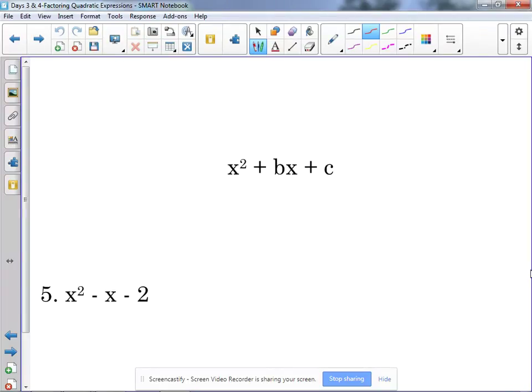We do call this, let's just go over a little bit of vocabulary. This is a trinomial because there are three terms. Terms are separated by pluses and minuses. So a trinomial is three terms. You will hear me use that term every once in a while, so I want to make sure everybody knows what I'm talking about.